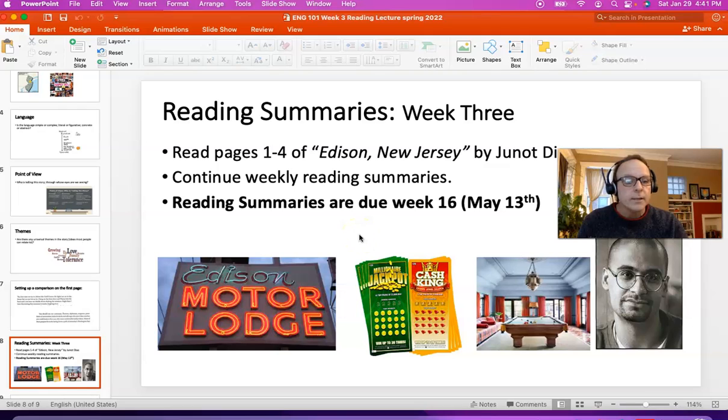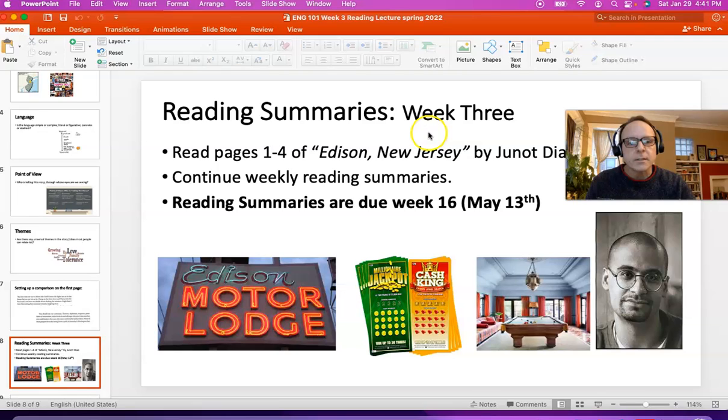So for this week, I'd like you just to read the first 4 pages of Junot Diaz's story, Edison, New Jersey. And again, your summaries are not due until May, so don't worry about that. But the more you keep up with the summaries, the easier it'll be at the end of the semester. But also with this one in particular, it's going to be a lot easier to write essays 3 and 4, because I'm going to ask you to base them, partly at least, on this short story, and we'll be summarizing it again and then writing a response to it for essays 3 and 4. All right, let's keep going here.